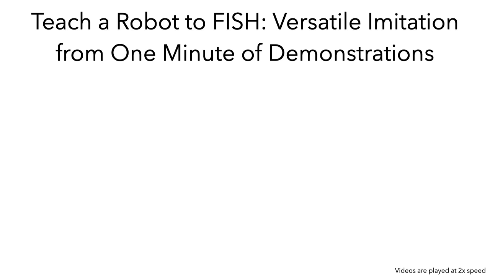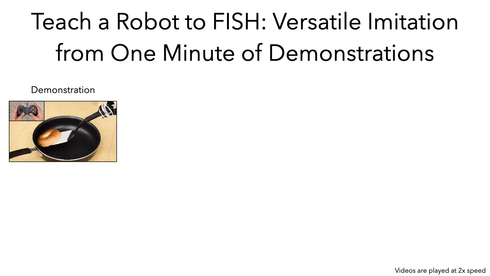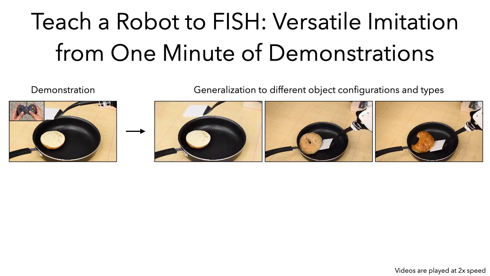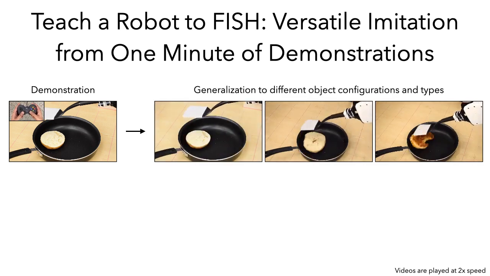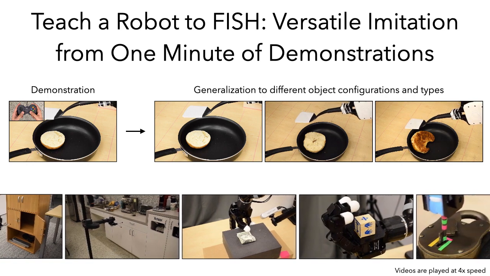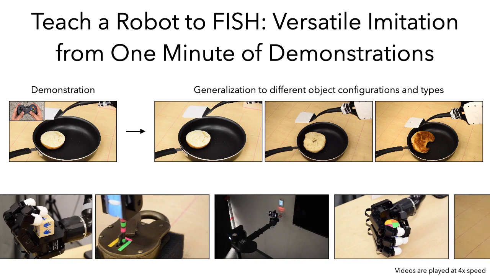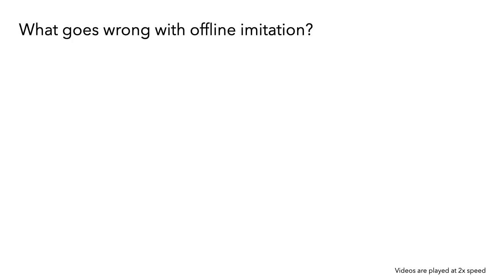Hi, this is our paper, Teach a Robot to Fish: Versatile Imitation from 1 minute of demonstrations. In this work, we provide a robot with 1 minute of expert demonstration and propose our algorithm, Fast Imitation of Skills from Humans, or FISH, which generalizes to different object configurations and types with minimal online learning. We evaluate the versatility of our approach by running it on 9 tasks across 3 different robot morphologies.